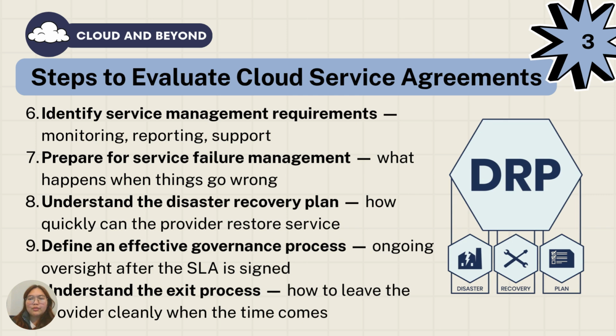Next one is prepare for failure. We're not being pessimistic, but we're being realistic in this one. So what will be the process if things go wrong? Make sure that the cloud provider has incident response plans and so on. And if a disaster happens, make sure they have a DRP in place. So how quickly can the provider get things back up? And we know the concept of RTO and RPO. Recovery time objective is how quickly everything can be back up, and RPO, recovery point objective, is how much data is affordable to lose in this certain situation.